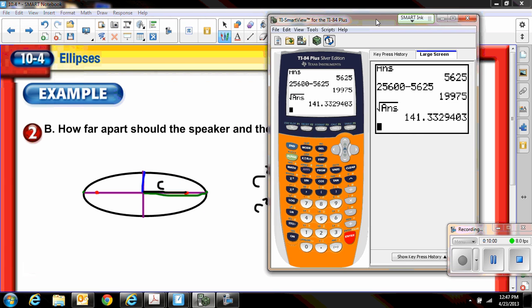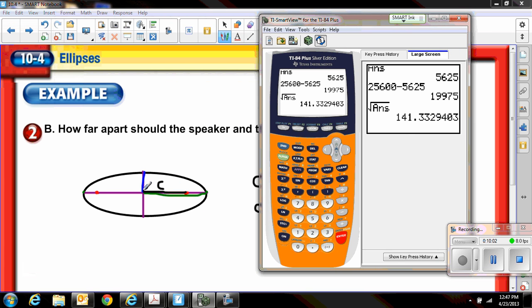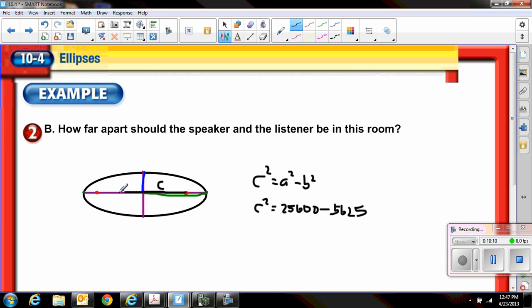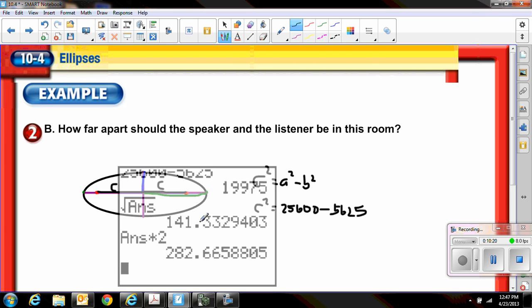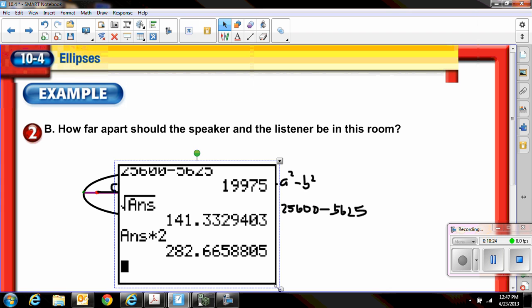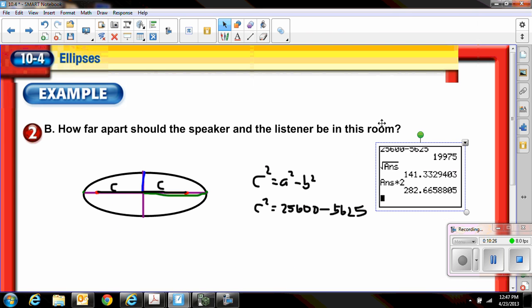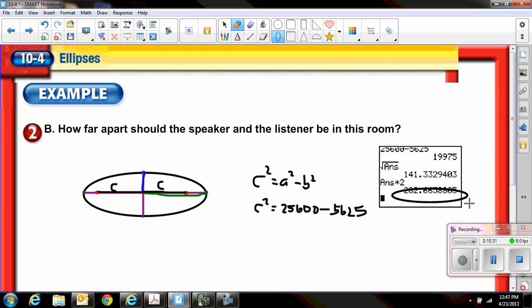Now, let me slide this over. c, remember, is the distance from the center to a focus. If I want to know how far apart the speaker and the listener should be, it's c in this direction, and it's also c in this direction, which means the total distance between these is twice this amount, or 282.6. And that number there is the distance between our speakers.